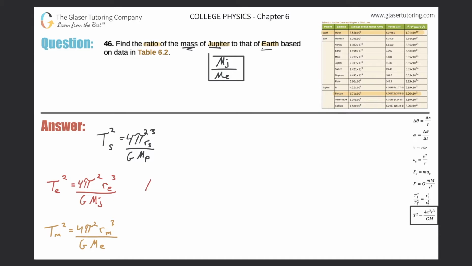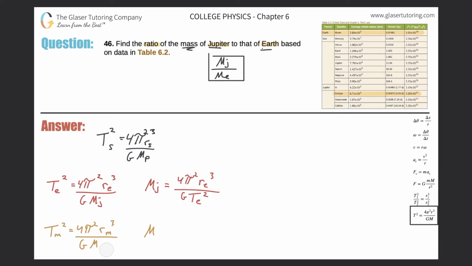So we should now have the mass of Jupiter being equal to 4 pi squared times the radius of Europa cubed, all divided by the gravitational constant multiplied by the period of Europa squared. Okay, and then I would do the same math here. I'm basically just going to copy. It's the same thing, just now with the mass of the Earth. And you know what? I should do this.